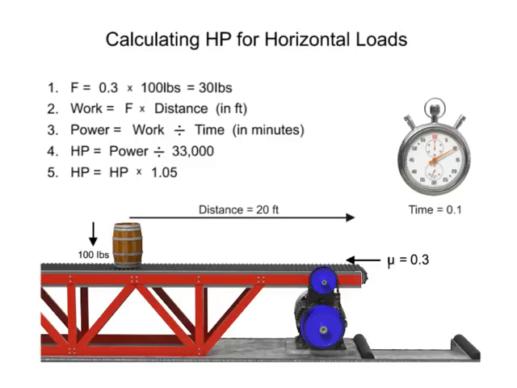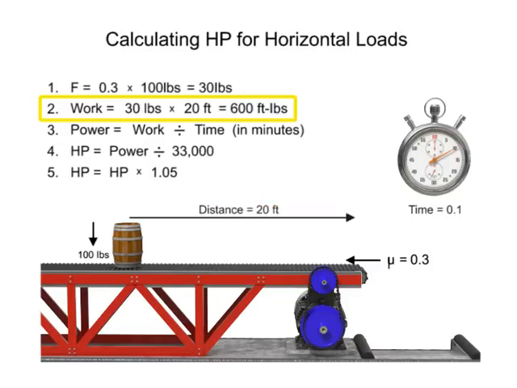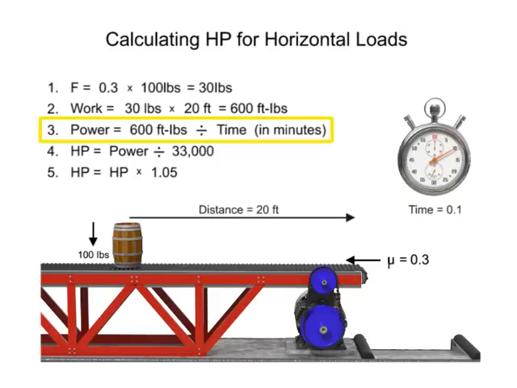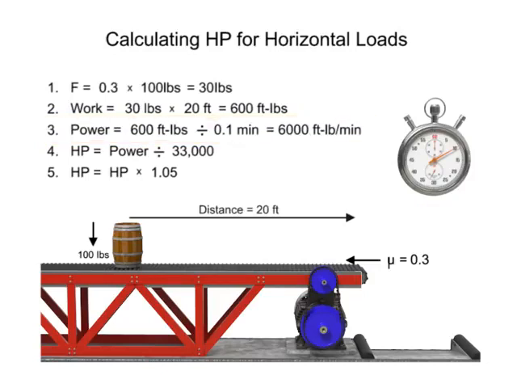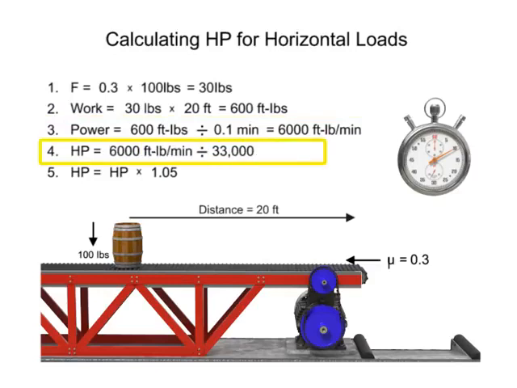Then, determine the amount of work required by multiplying the force by the distance, 20 feet. For this system, the work required is 600 foot-pounds. Next, calculate the power by taking the work and dividing by the time, 0.1 minutes. The power is equal to 6,000 foot-pounds per minute. Then, convert to horsepower by dividing the result by 33,000. This yields a result of 0.18 horsepower.